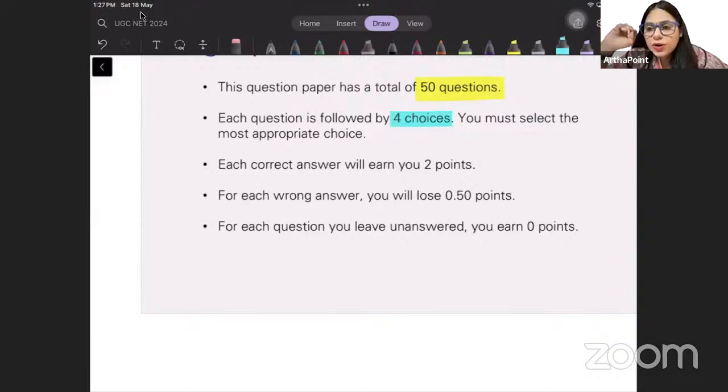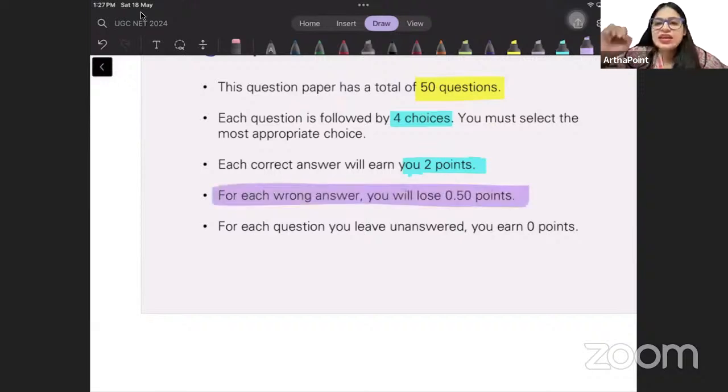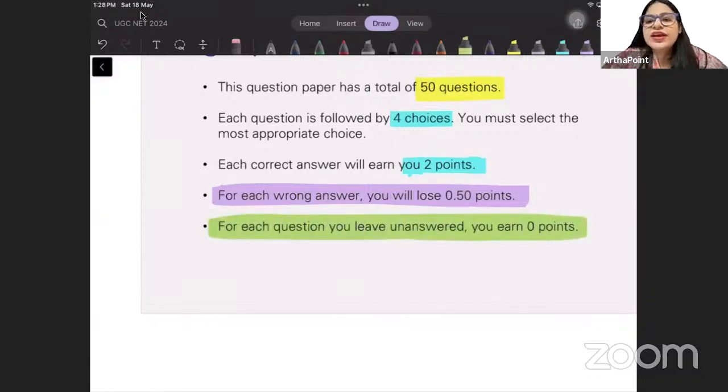When you do a question correctly, you get 2 marks for it. If you do it incorrectly, there is negative marking. Remember, you will be marked minus half for an incorrect answer. So make sure that whenever you attempt this paper, you attempt it very carefully, as it has negative marking included. If you leave any question unanswered, you will get 0 score for it, which is of course there.